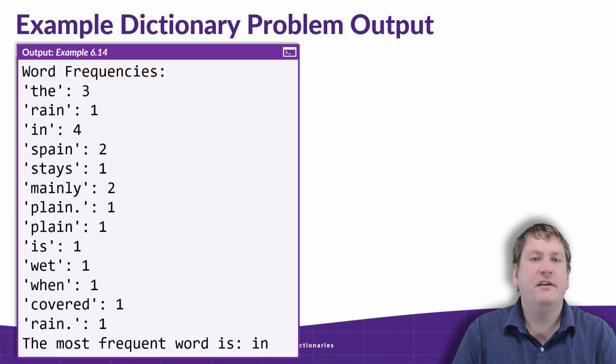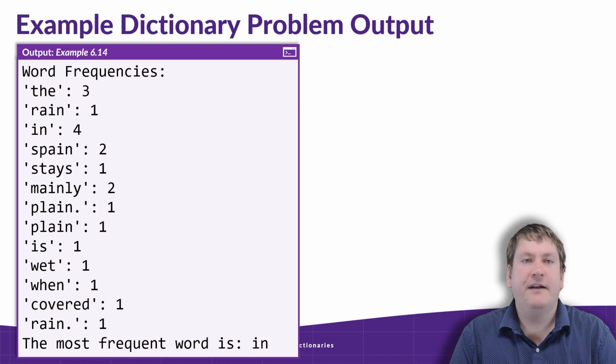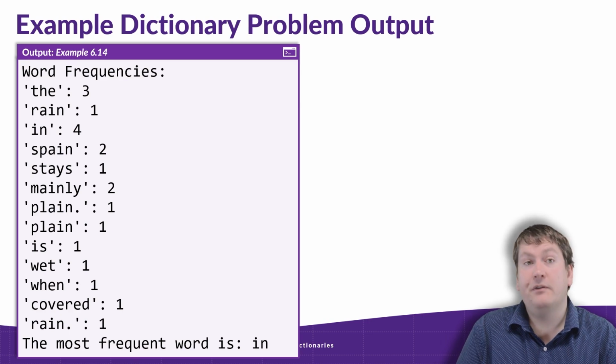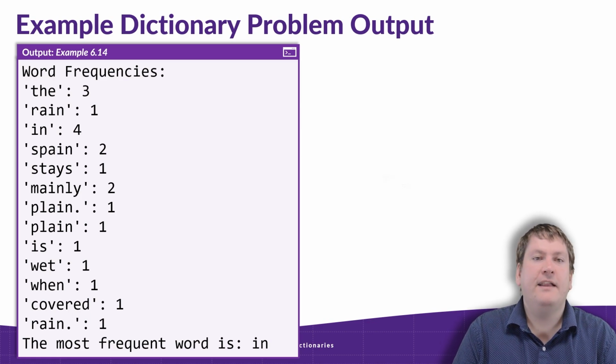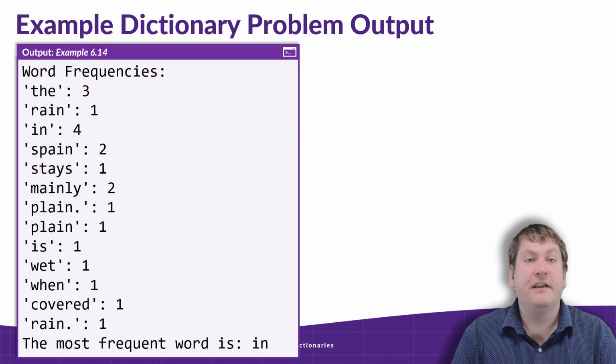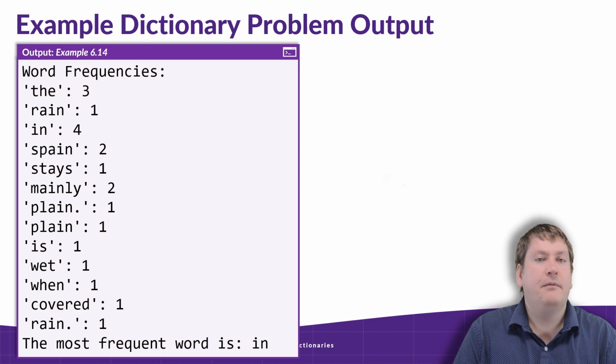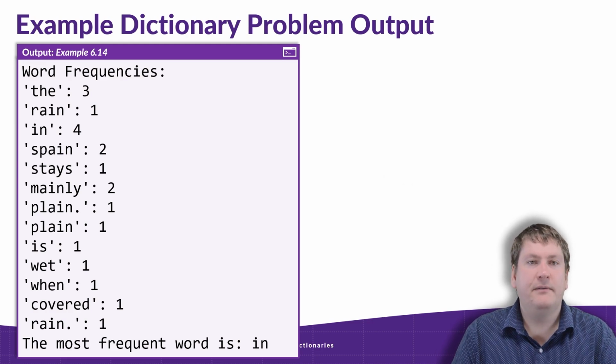And if you want to have an idea of what the output might look like, here we have a list of the word frequencies. So this was a dictionary returned by that word frequency function, and it was printed out using our print word frequency function. Then the last output, the most frequent word is in, comes from that function that finds the most frequent word. So you want to combine them together with a little bit of code so you can get output that looks something like this. But of course, you can test it with whatever sentence you want.